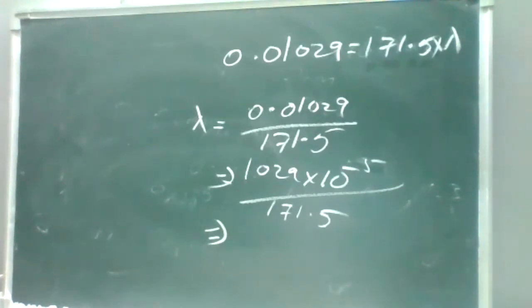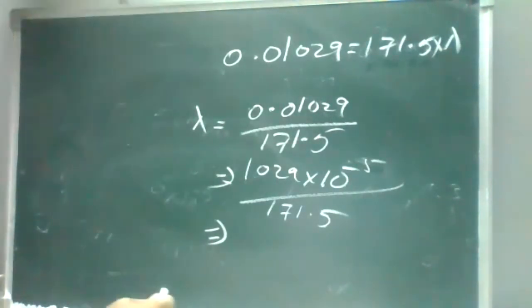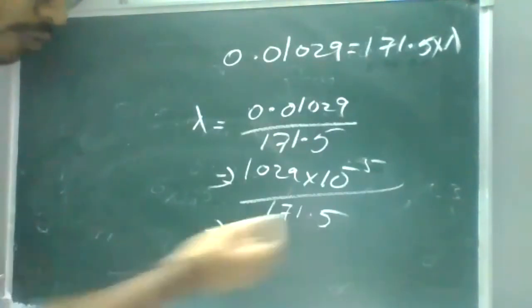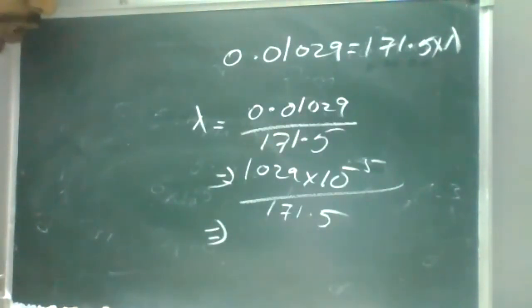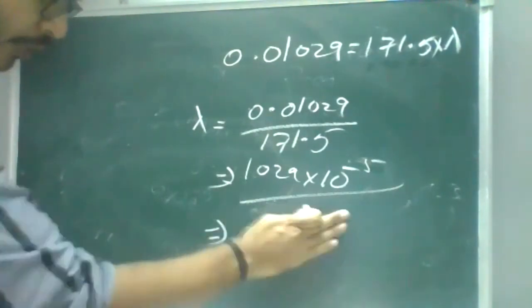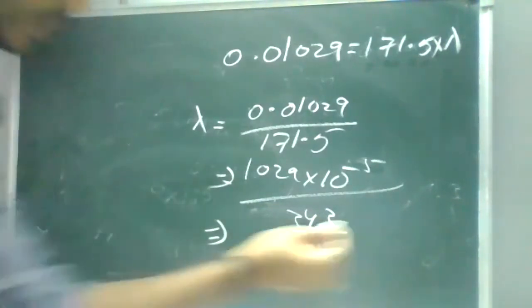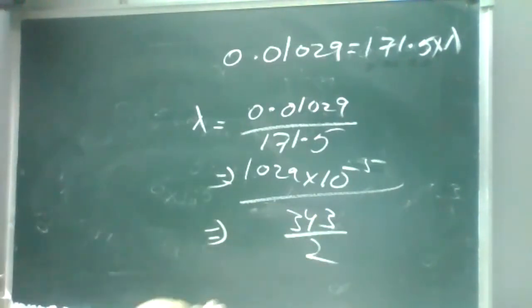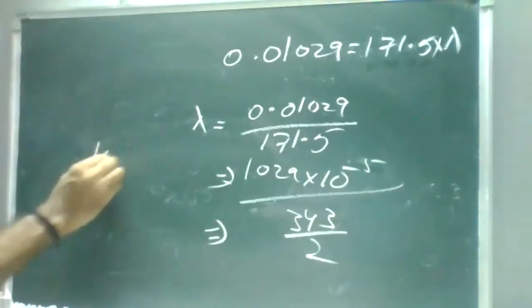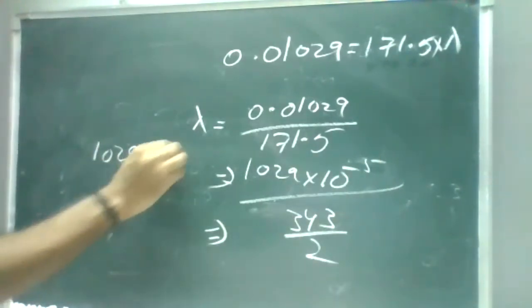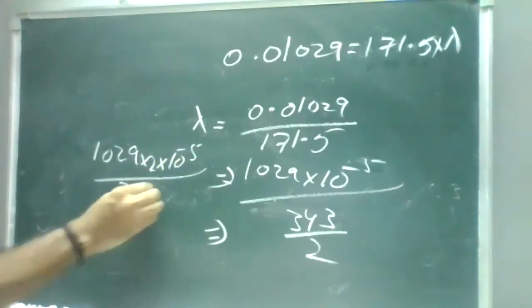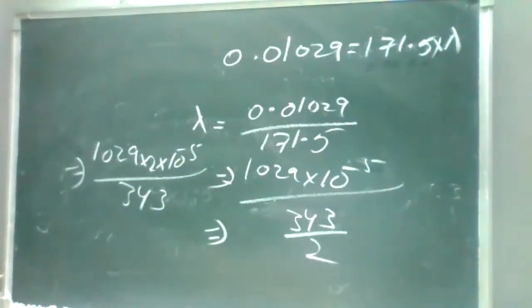Or else, if this is difficult, sometimes what you do is, this is 171.5, I'll convert it into 343 by 2. 343 by 2 is nothing but 171.5. So you multiply by 2: 1029 into 2 into 10 power minus 5 by 343. This will be a little easier. If the decimal point is difficult, you can try like this.